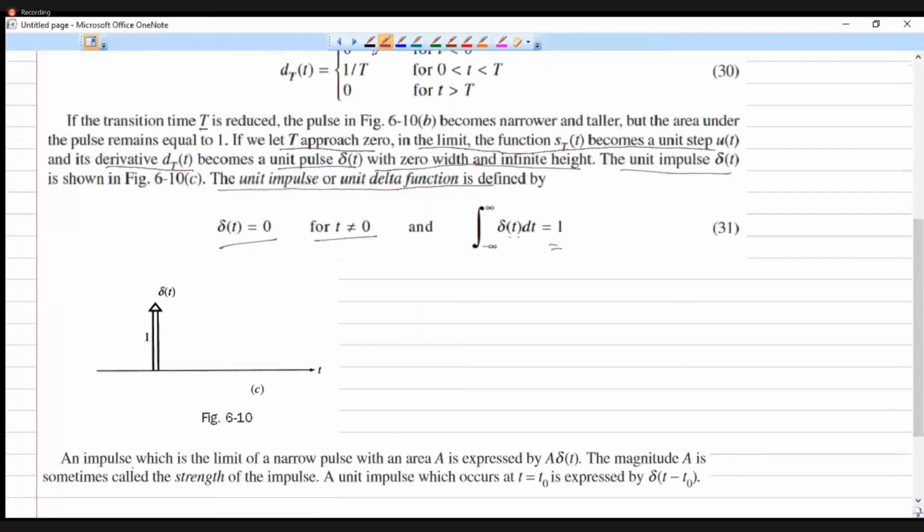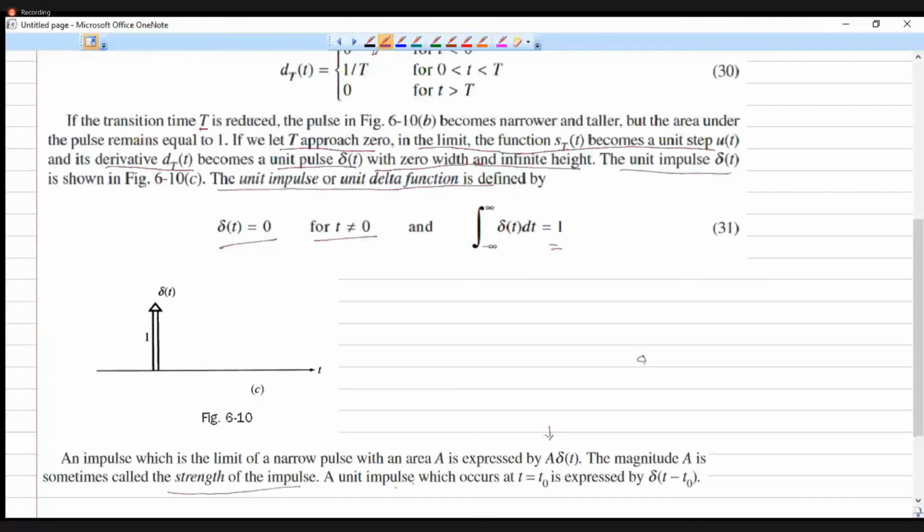Similarly, just like we did for the unit step function, we can multiply this delta function with a constant a, where a is called the magnitude, or otherwise the strength of the impulse. A unit impulse could also be delayed, like we did for the unit step.